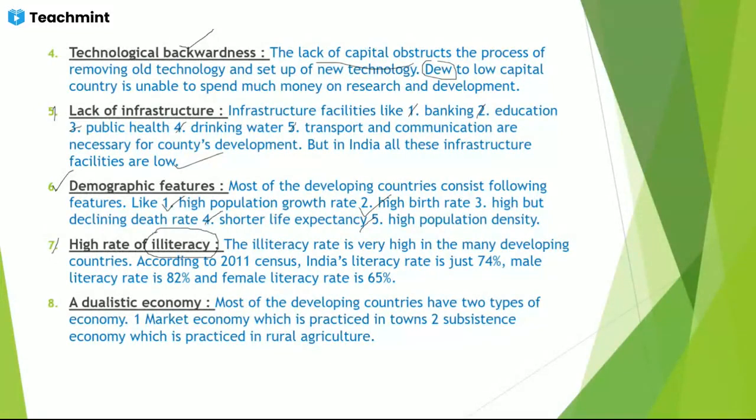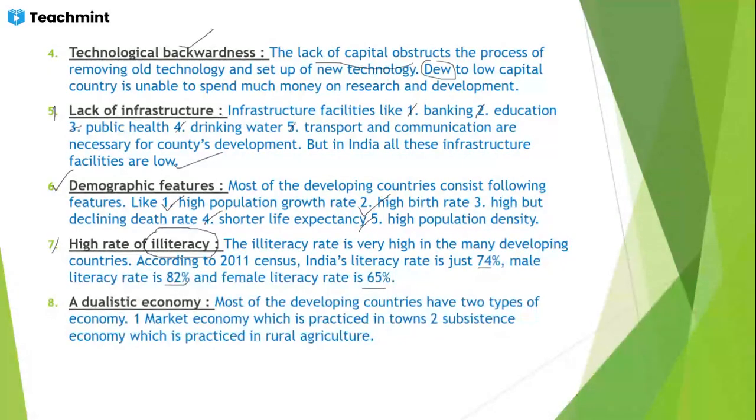If we see, according to the 2011 census, India's literacy rate is just 74%, male literacy rate is 82%, and female literacy rate is 65%. That means overall 74% are literates, that means educated people, and the remaining 26% are uneducated. Among males, 18% are uneducated. Among females, 65% means 35% are uneducated. So most illiterate people are in India and all developing countries. This is one of the features.